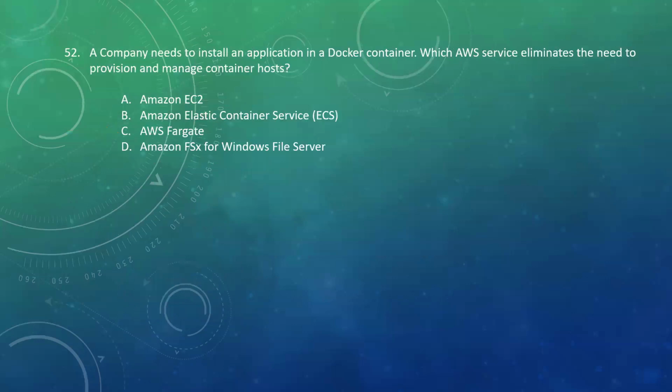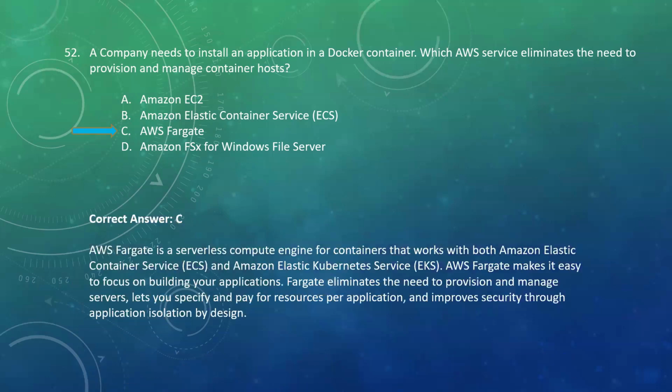Moving on to question 52. A company needs to install an application in a Docker container. Which AWS service eliminates the need to provision and manage container hosts? Your options are Amazon EC2, Amazon Elastic Container Service, ECS, AWS Fargate, and Amazon FSx for Windows File Server. So the correct answer is option C, AWS Fargate.